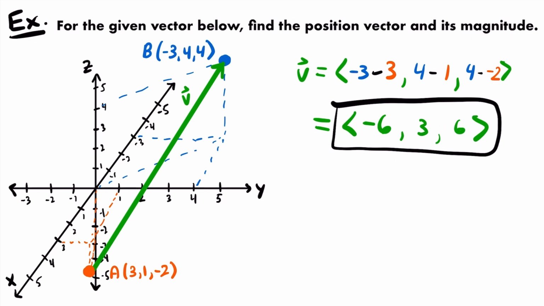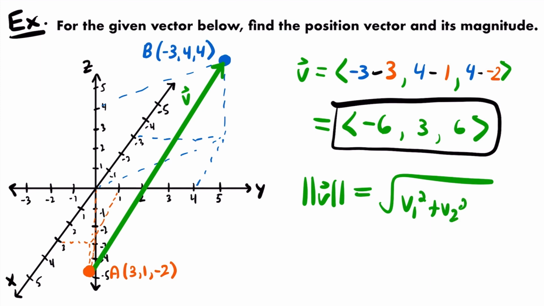And in order to find the magnitude, which by the way is the same thing as the length of our vector, what we need to do is take the square root of the sum of our components squared, right? For a position vector, the magnitude is equal to the square root of v1 squared plus v2 squared plus v3 squared, where v1 is the x component, v2 is the y component, and v3 is the z component.